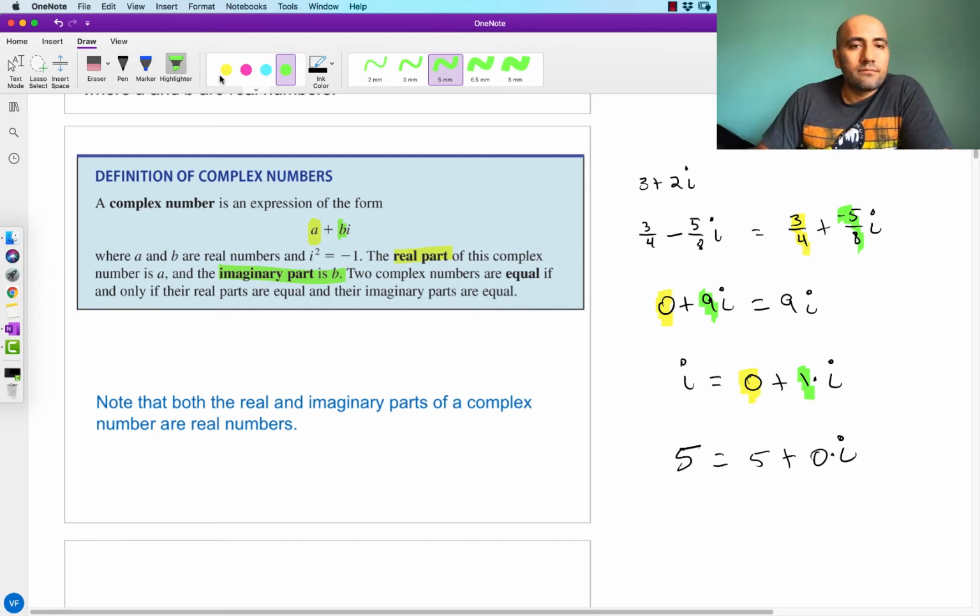Okay, so the real part is a 5, and the imaginary part is a 0. So this means that every single real number is actually a member of the complex number set. It's just that all the real numbers are complex numbers where the imaginary part is a 0. Right? It's kind of like when we first learned about fractions, right?